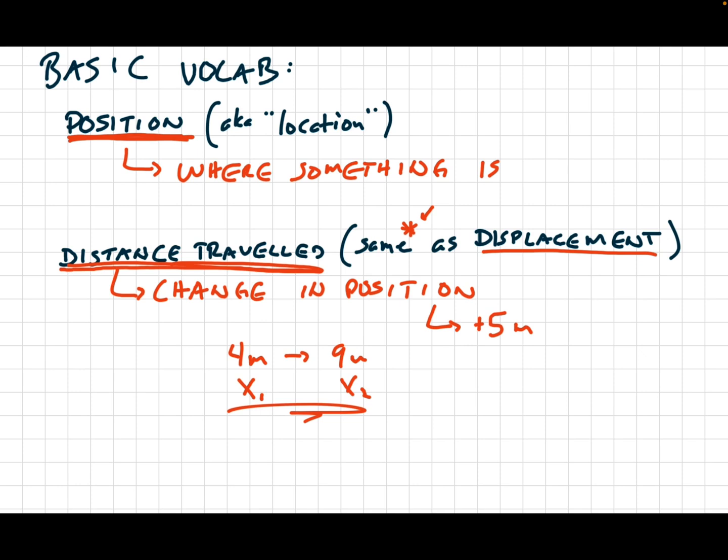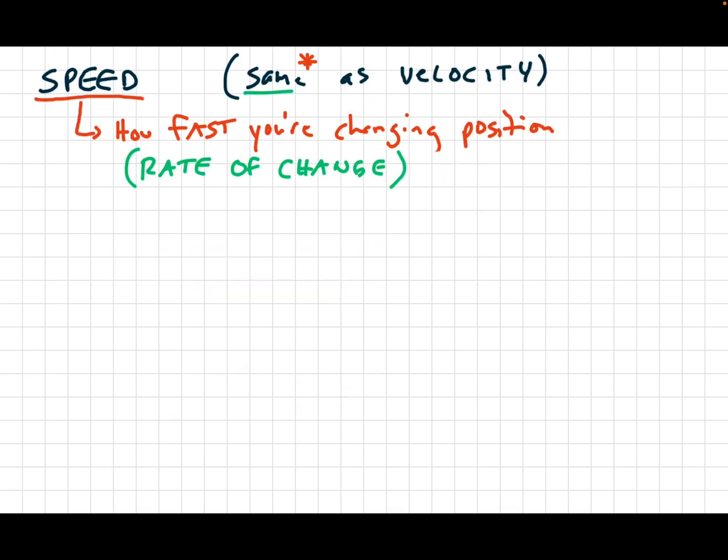I told you that the distance traveled is the same as displacement. It's not. You'll learn the difference someday in big kid physics. Speed, I'm going to use interchangeably with velocity. That's not true. They are different, but it doesn't matter for us right now. And speed is how fast you are moving, or the rate of change, or how quickly you're changing your position.